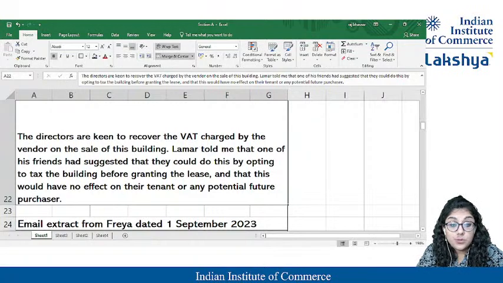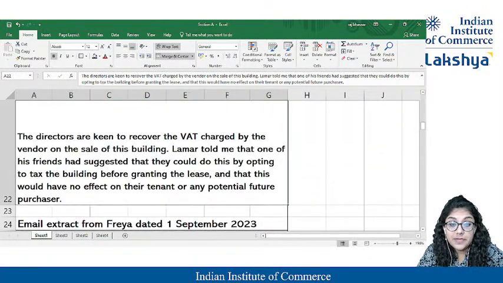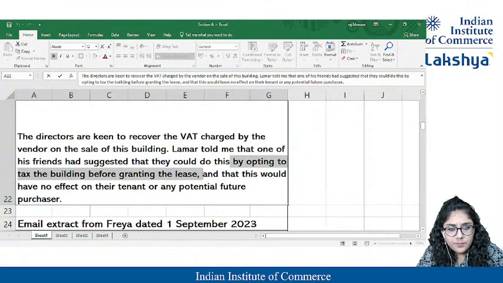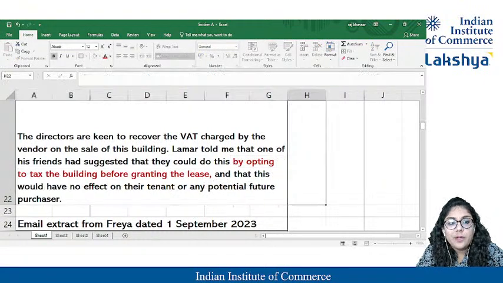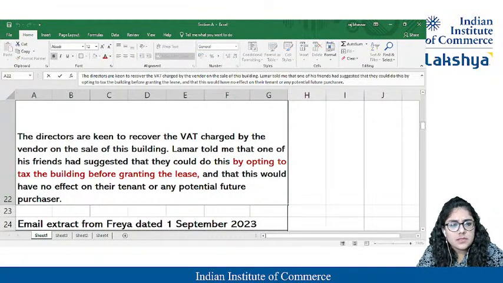You want to recover the VAT, so for that one of his friends suggested that they could do this by opting to tax the building before granting the lease, and that will have no effect on the tenant or potential future users.